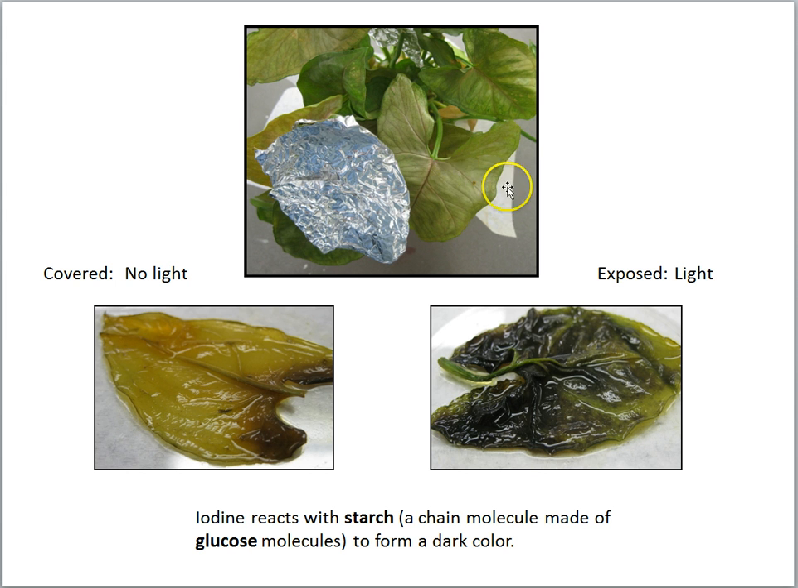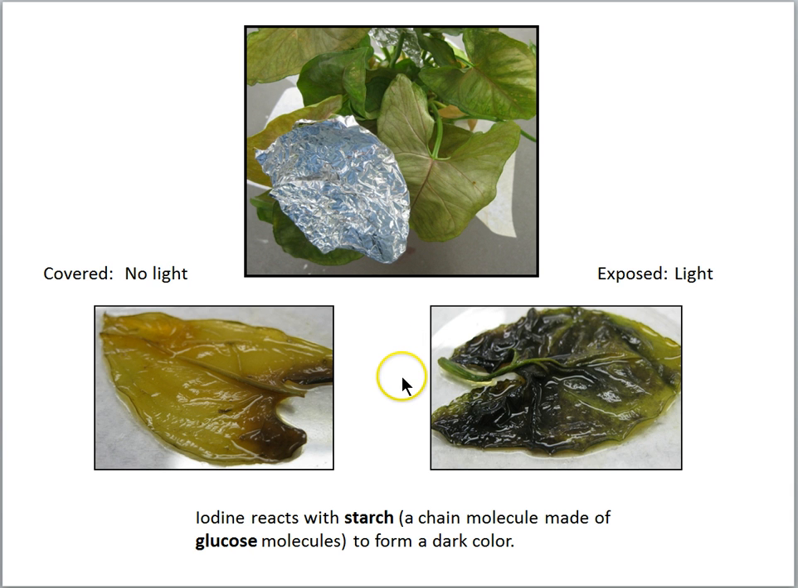Now, obviously, the leaf that's not covered, sunlight will be able to power whatever chemistry is going on in that leaf, and this leaf should be able to build sugar. The leaf that is covered with foil should be deprived of sunlight energy, so it cannot do the chemistry of photosynthesis. It will not be able to build sugar. Well, how are we going to detect whether sugar was built?